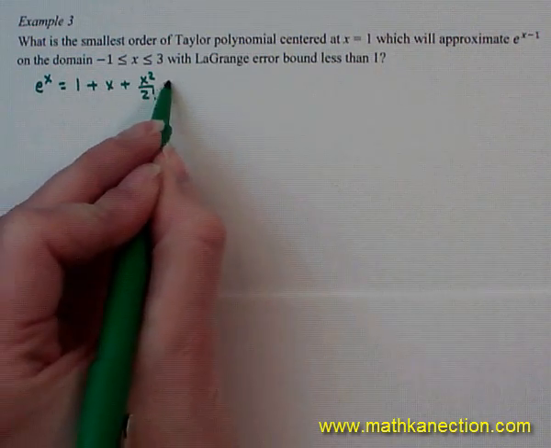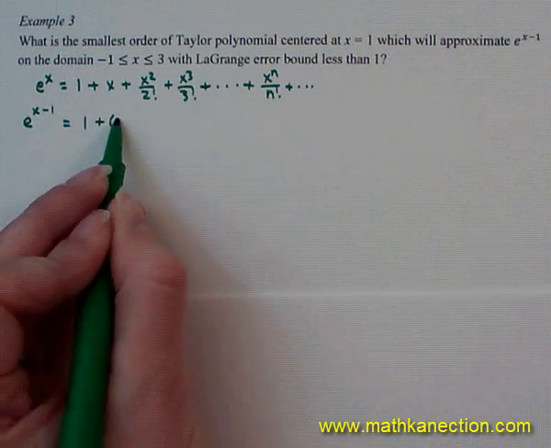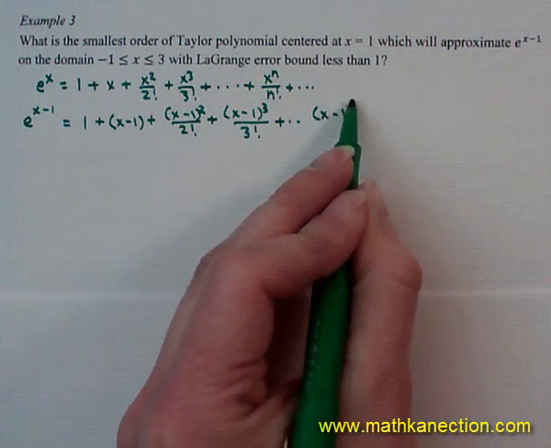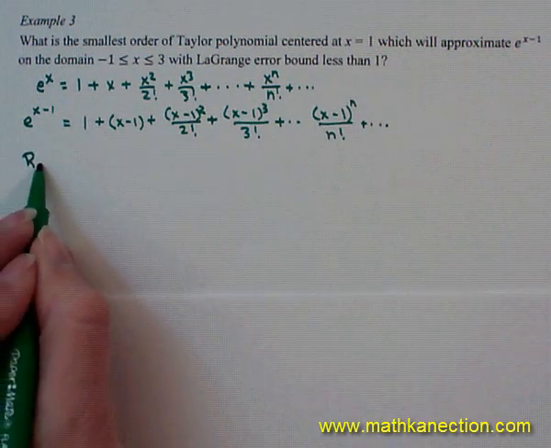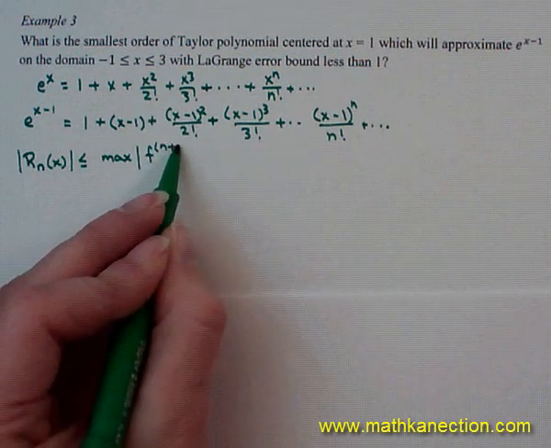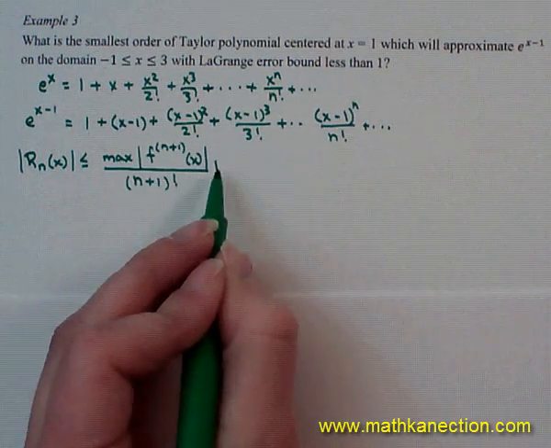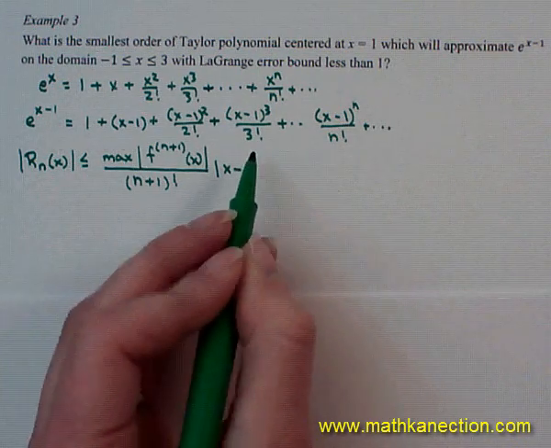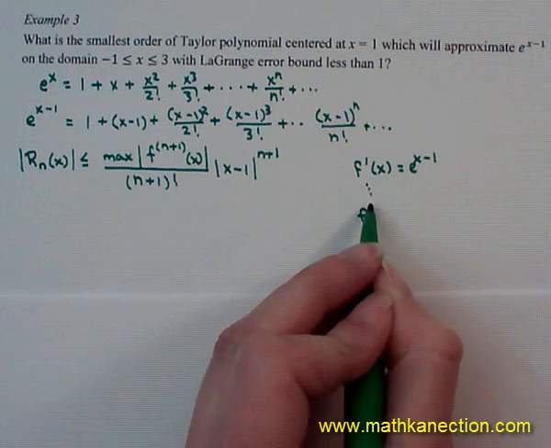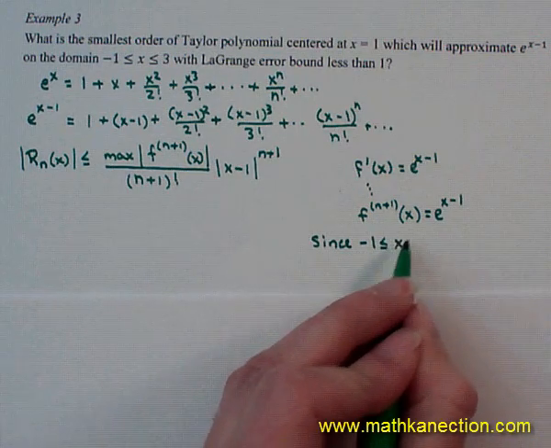We want to find the smallest Taylor polynomial that is going to be centered using the e to the x Taylor series, substituting in x minus 1. So we need to look at the nth remainder. So we'll need the maximum of the n plus 1 derivative at x over n plus 1 factorial, times the absolute value of x minus 1 to the n plus 1. To get all the derivatives, they're just e to the x minus 1. So the n plus 1 derivative of f at x is e to the x minus 1.